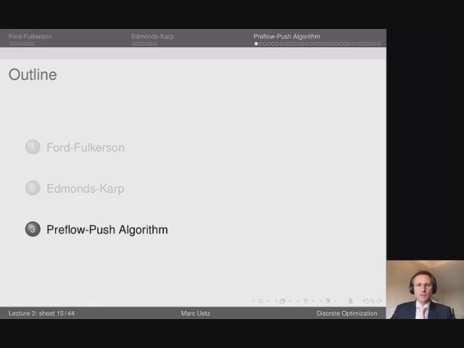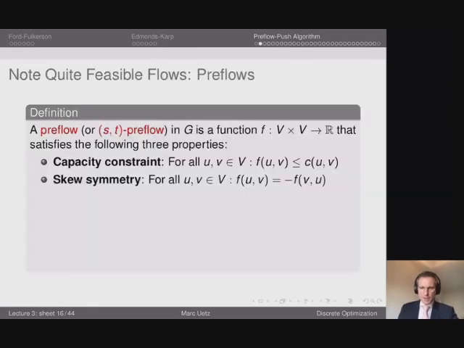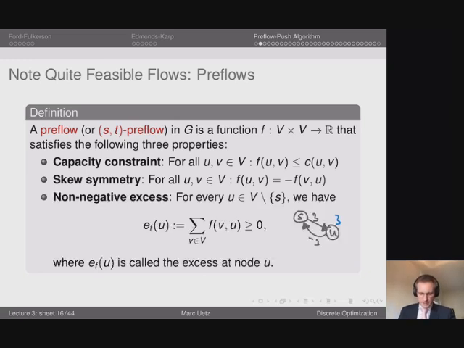So what is the definition of a pre-flow? A pre-flow is just the same as a regular flow. It has to fulfill capacity constraints, it has to fulfill skew symmetry, but we relax the condition that the flow into a node has to be equal to the flow out of the node. So we allow that the ingoing flow is larger than the outgoing flow. So nodes may have an excess, and that is the definition. So we actually require non-negative excesses at all the nodes except for the source node.